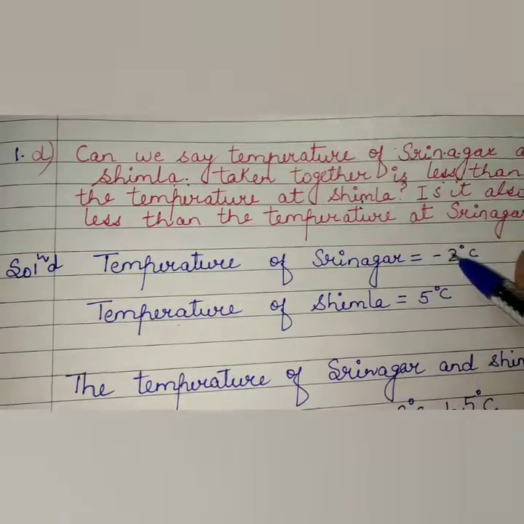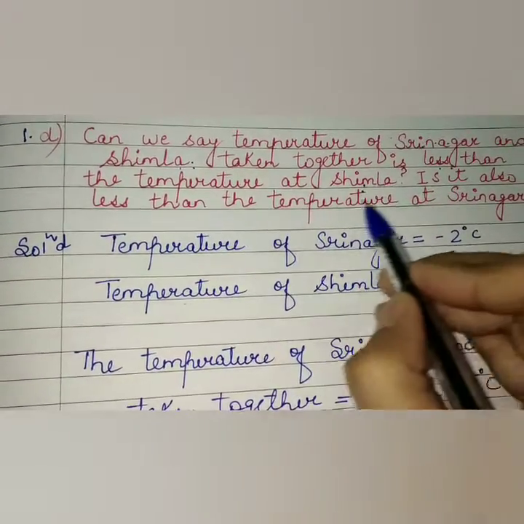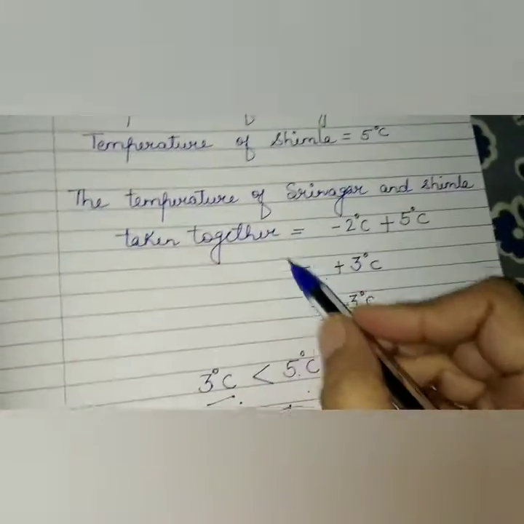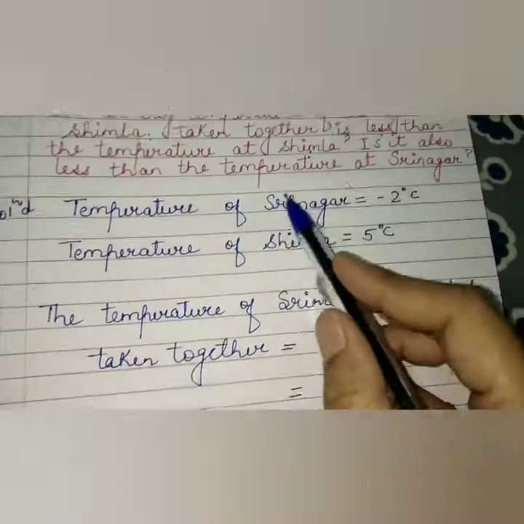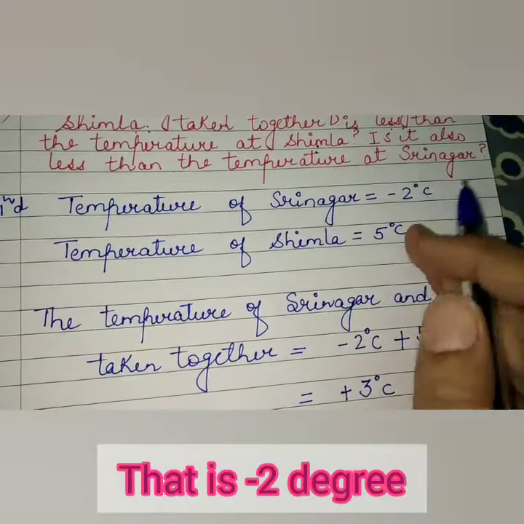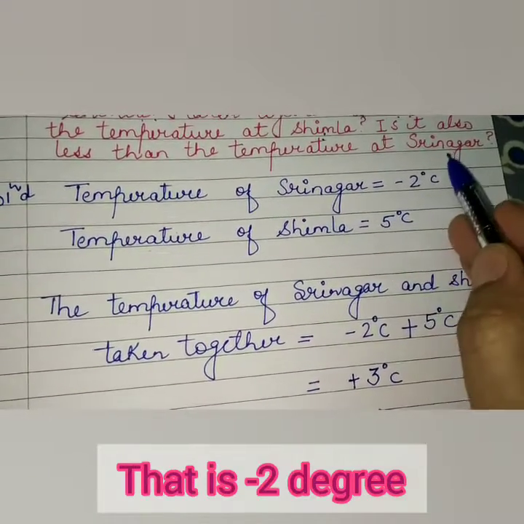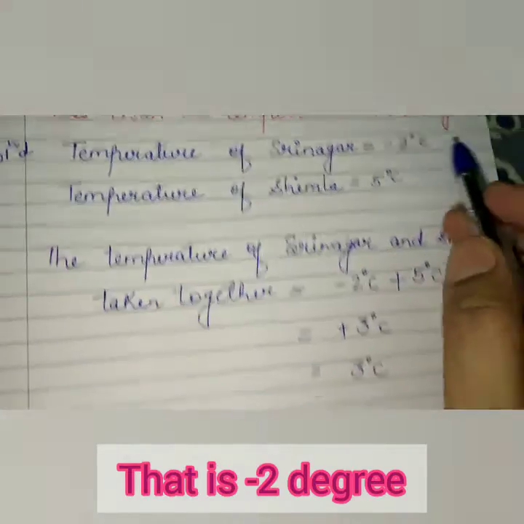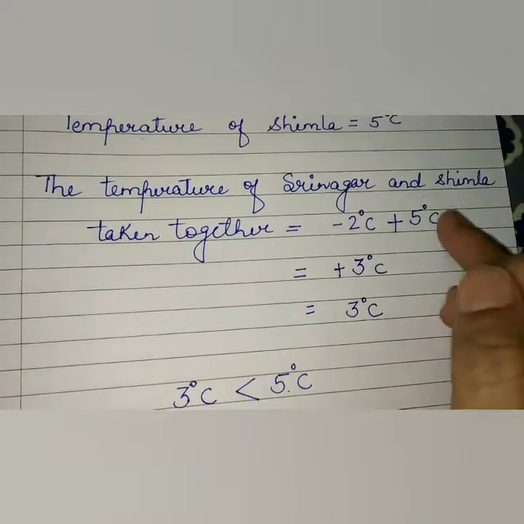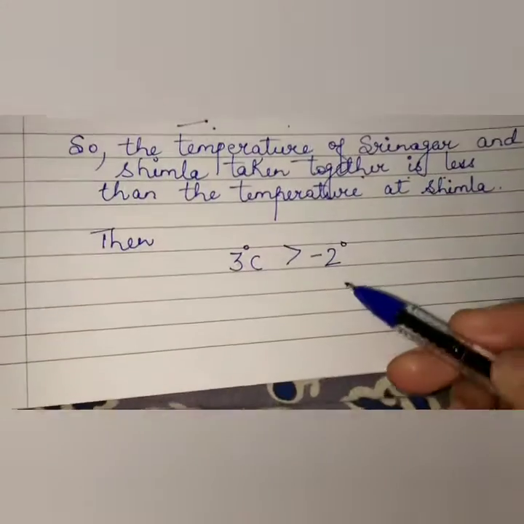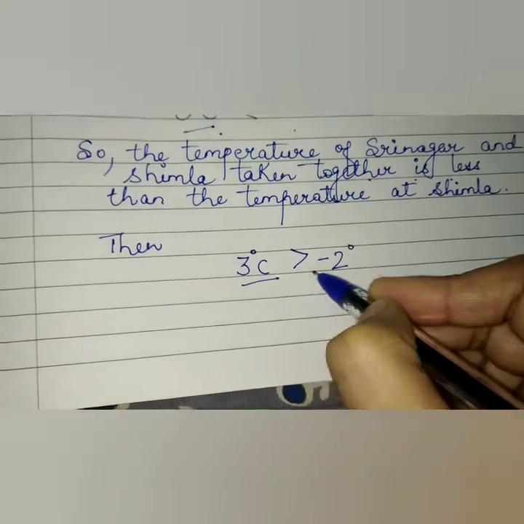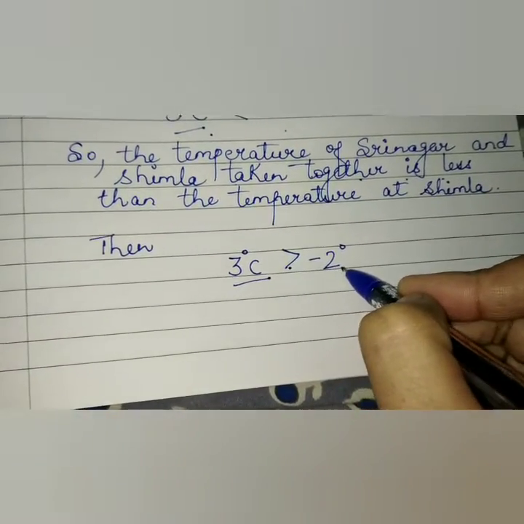Now the second condition we'll find out. Is it also less than the temperature at Srinagar? Now the temperature of Srinagar and Shimla is what? 3 degrees Celsius. Is it less than the temperature at Srinagar, and the temperature of Srinagar is -2 degrees Celsius? So this condition is false, because the temperature of Srinagar is -2 degrees, whereas the temperature of Srinagar and Shimla taken together is 3 degrees Celsius. So this condition is false. As you can see, I have written the temperature of Srinagar and Shimla is 3 degrees Celsius. It is greater than the temperature at Srinagar.